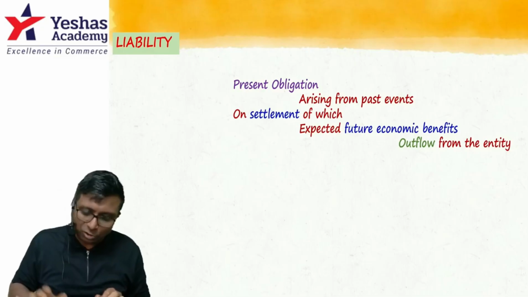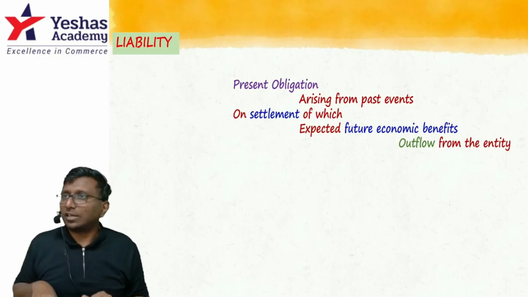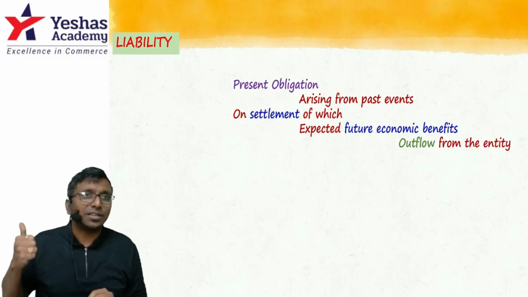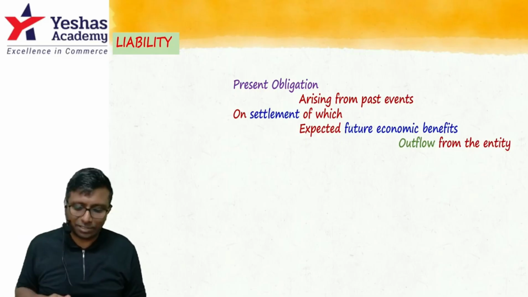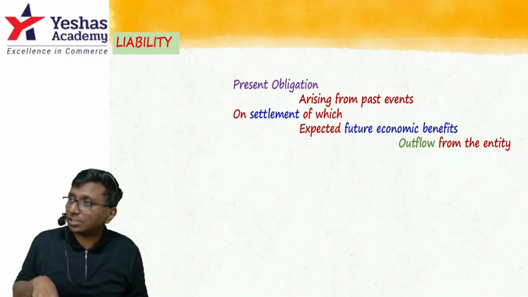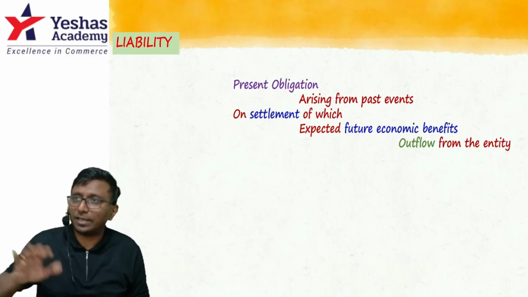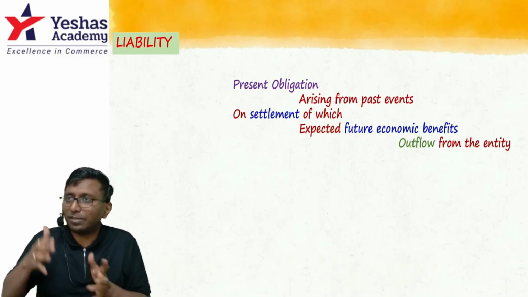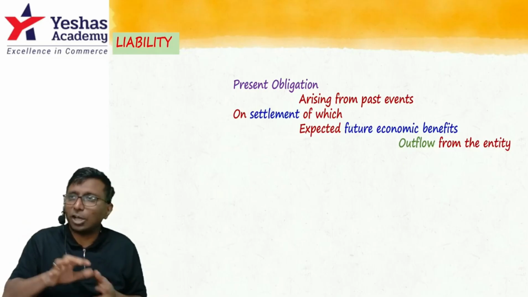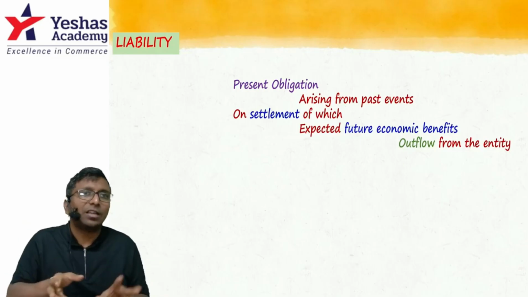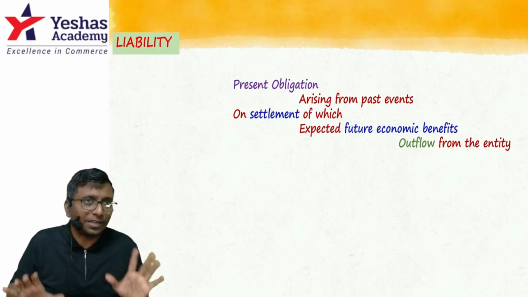Let's look at the definition once again. All of you, please read it along with me. It's a present obligation arising from past events, on settlement of which expected future economic benefits outflow from the entity. Now, money will be flowing out because of settlement. Money or money's worth. Economic benefits means money or money's worth. Something or other will go out from my entity.